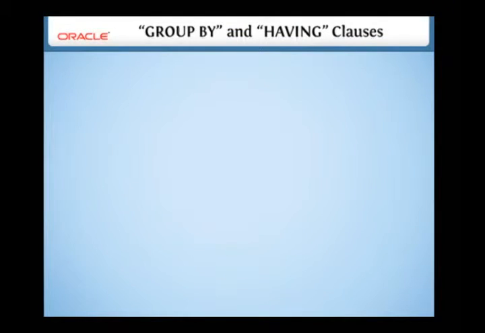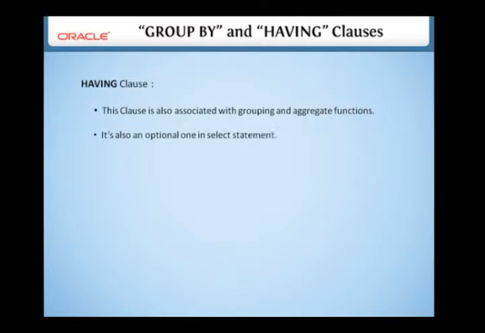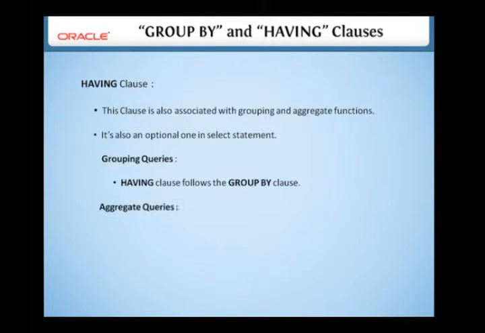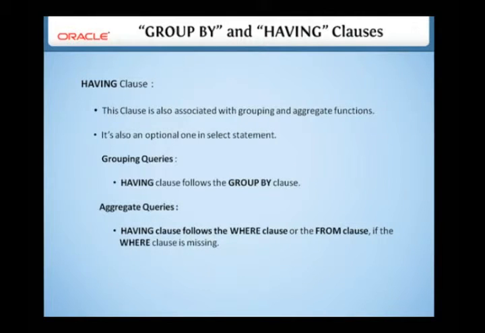Now we are going to discuss the having clause. This clause is also associated with grouping and aggregate functions. It's also an optional one in the select statement. In grouping queries, the having clause follows the group by clause. In aggregate queries, the having clause follows the where clause or the from clause if the where clause is missing.